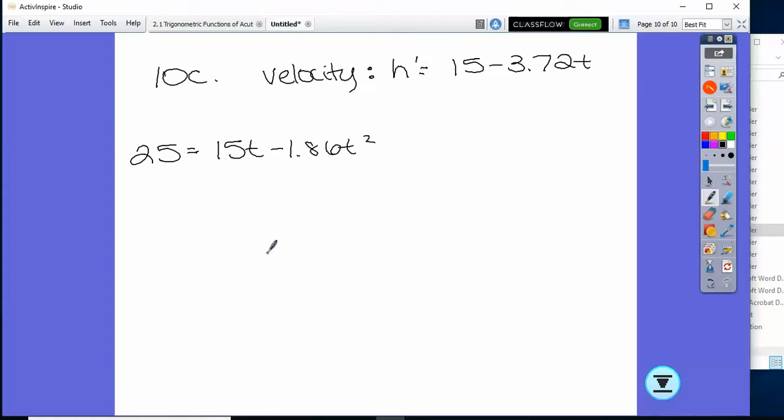Okay, it's a quadratic. We always set quadratics equal to 0. So I'm going to add over my 1.86t squared, subtract my 15t. Now obviously on the test, if you don't have a calculator, I'm going to have to give you a nice pretty equation here or a graph or something. But on the study guide you do have a calculator. How could we find this?